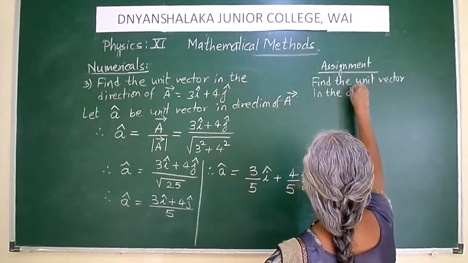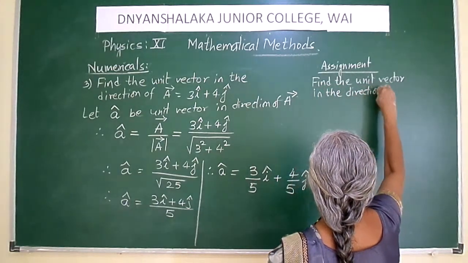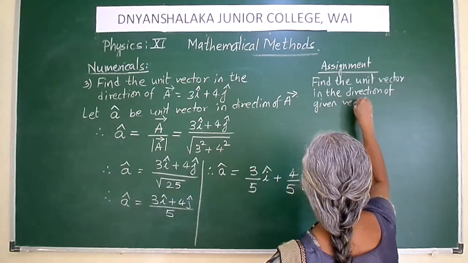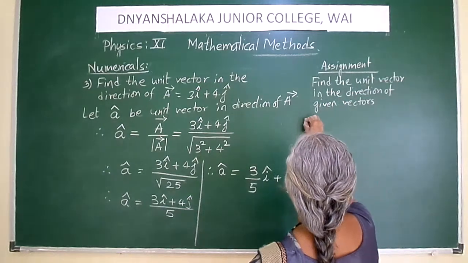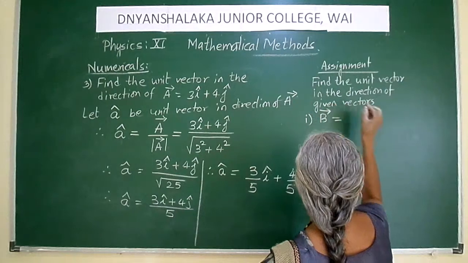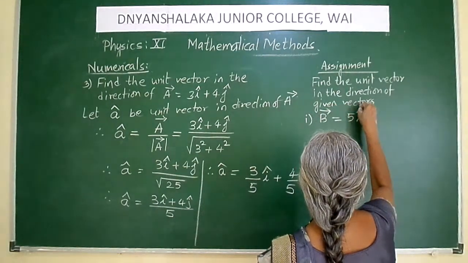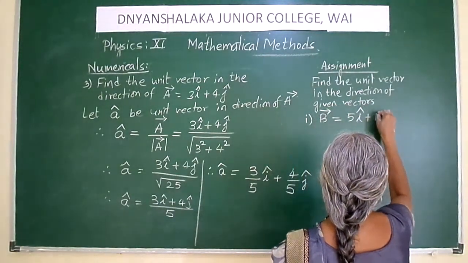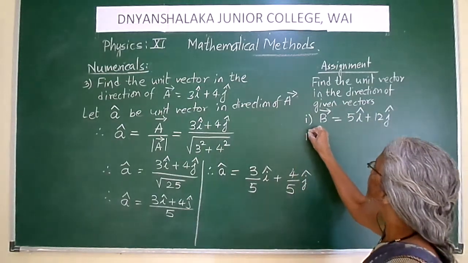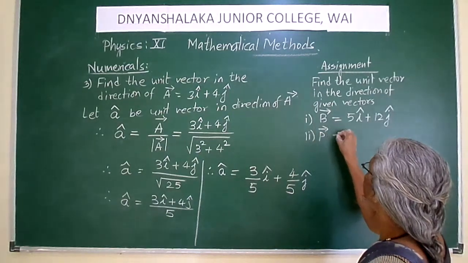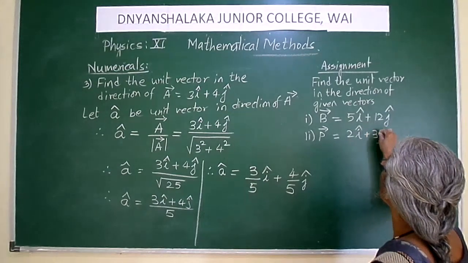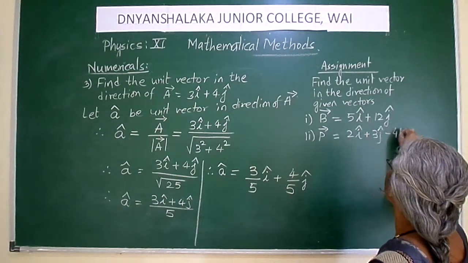Find the unit vector in the direction of given vectors. Vector B, which is given as 5i plus 12j. Okay. Vector P, which is given as 2i plus 3j minus 4k.